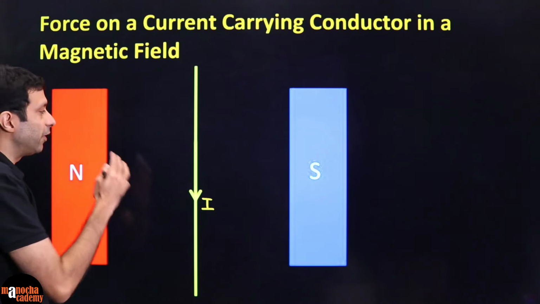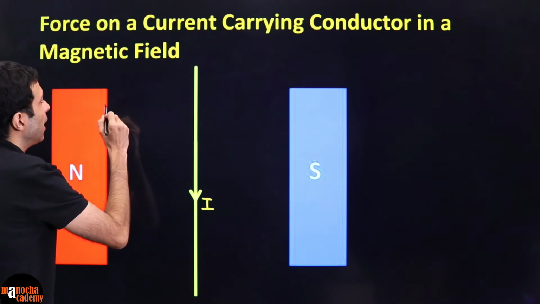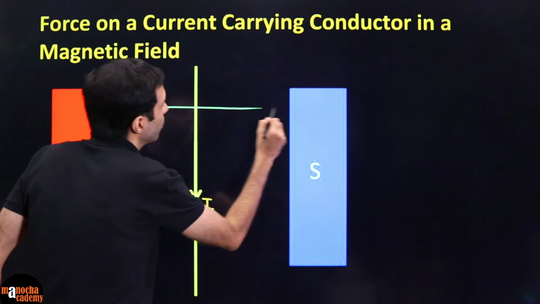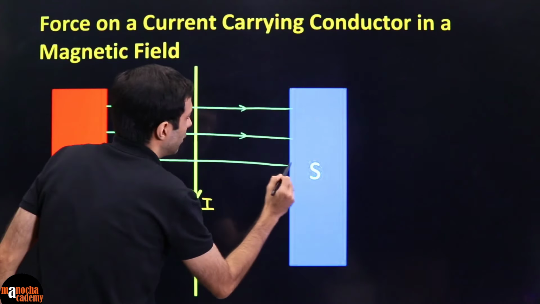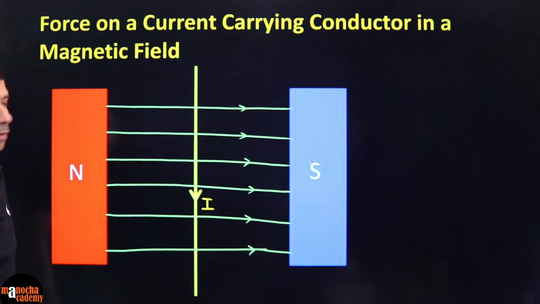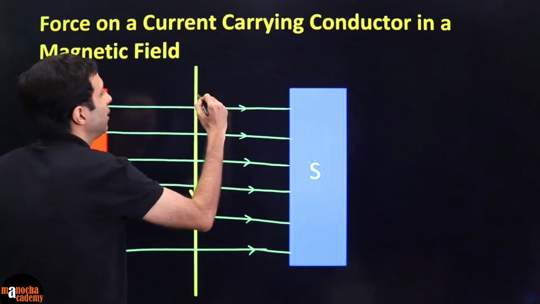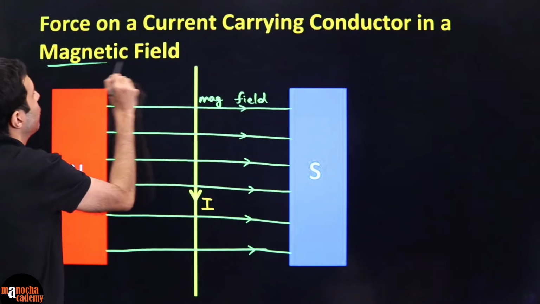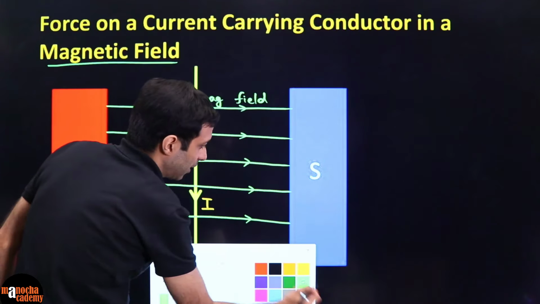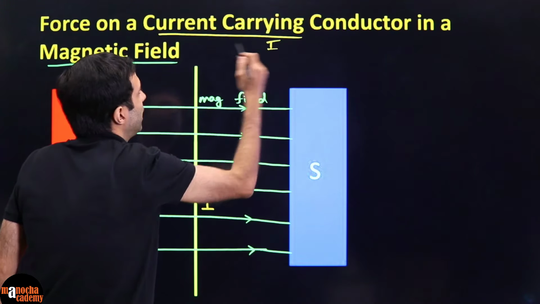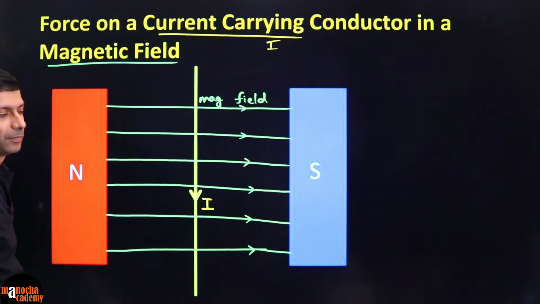What is the magnetic field? The region between this north and south pole, and we know the magnetic field lines go from north to south. So let's go ahead and draw these magnetic field lines in green color here. This is our magnetic field, which is from north to south, and the current carrying conductor is marked here with the symbol I. This is my current carrying conductor here.